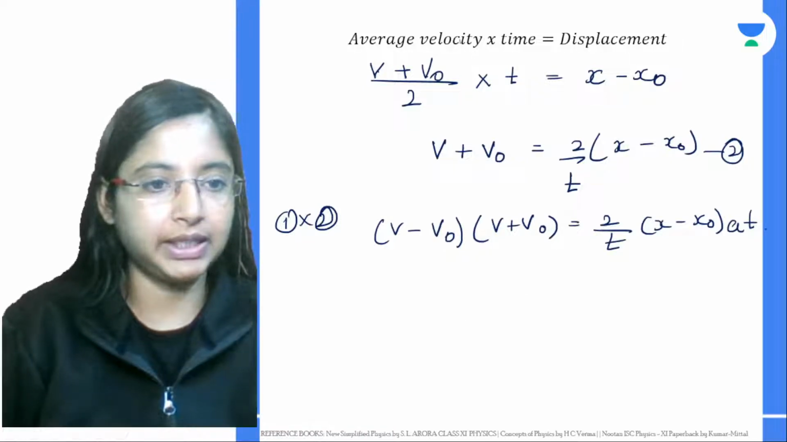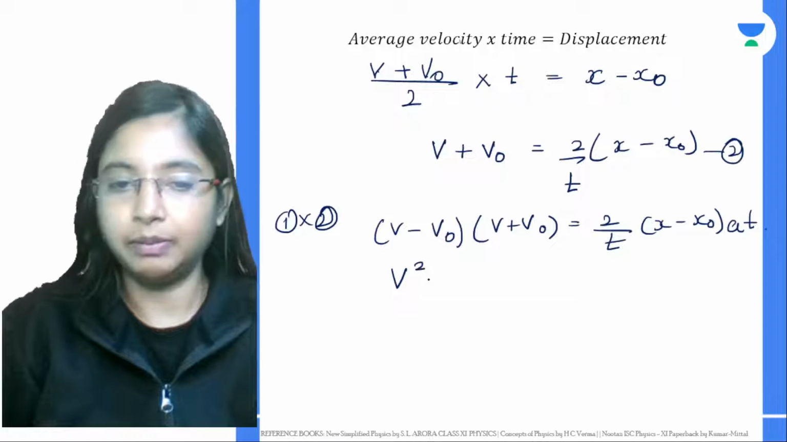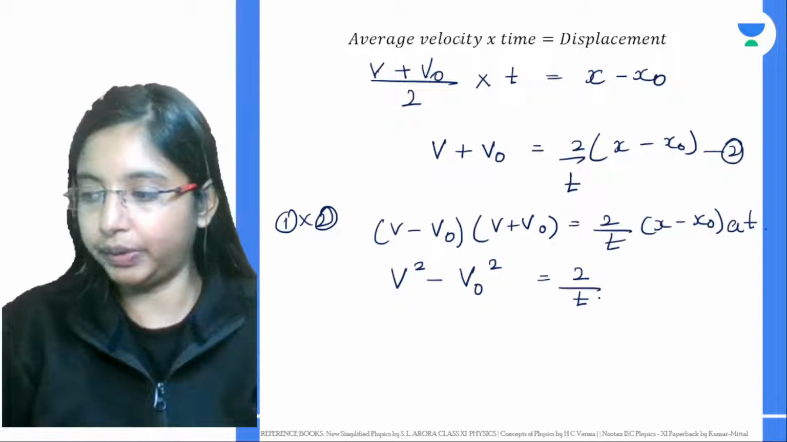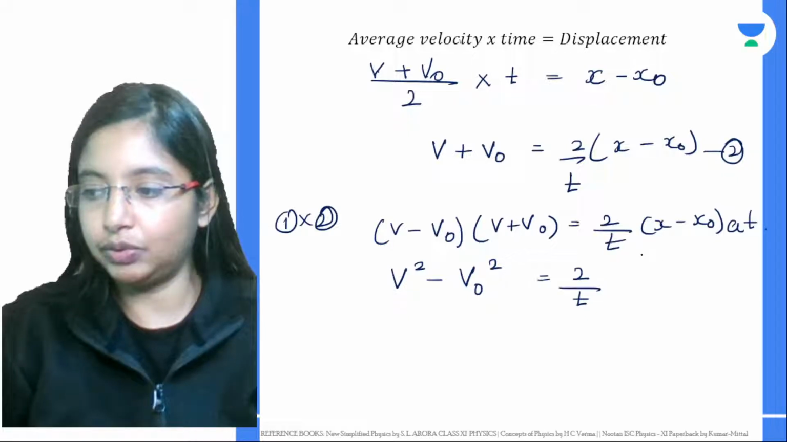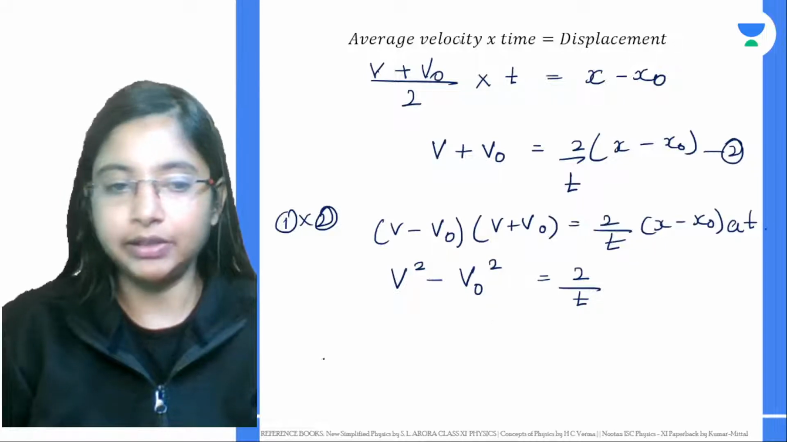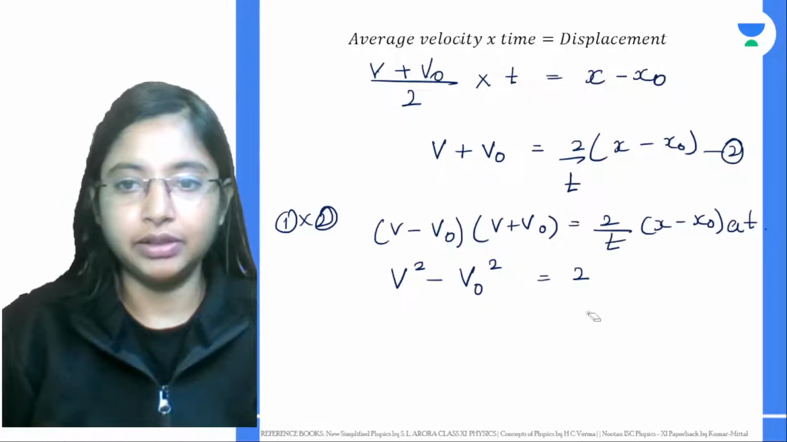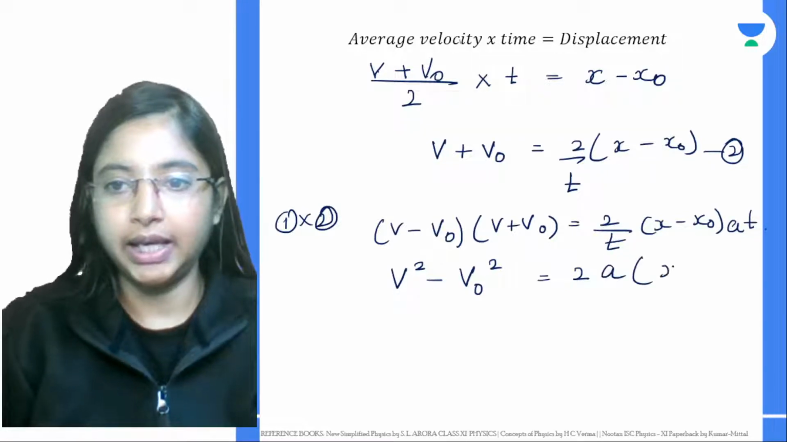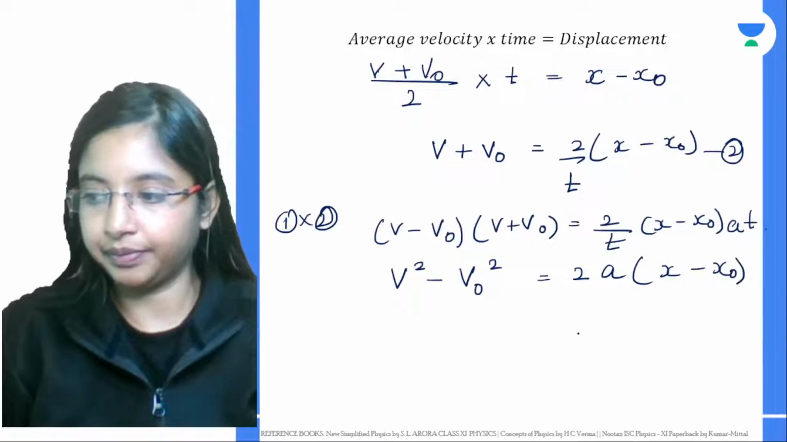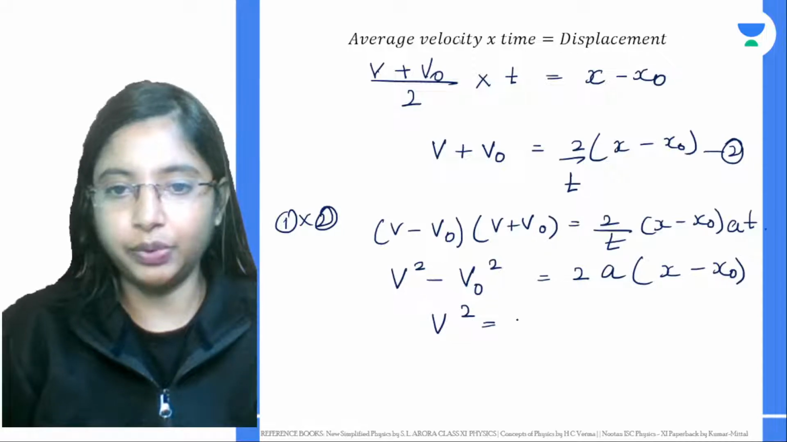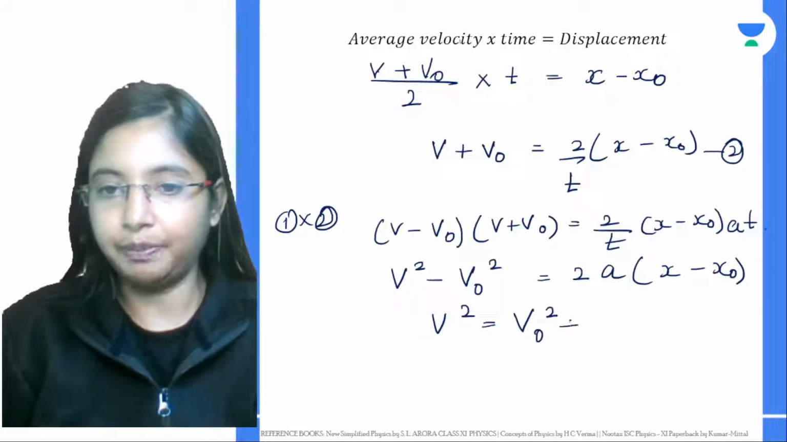In this case, we will be getting v square minus v naught square equal to 2 by t into a x minus x naught, and t and t will cancel here, so time will get cancelled. You will have 2 into a x minus x naught. Now from here we can say v square, the final velocity, is equal to v naught square plus 2a x minus x naught.